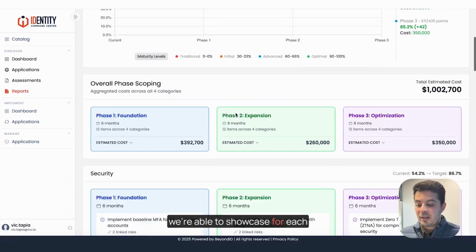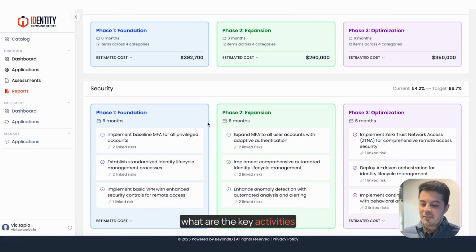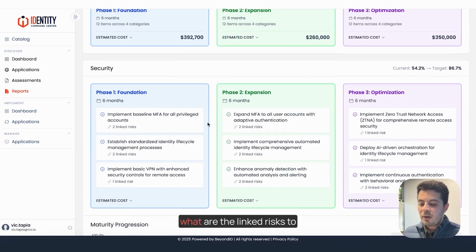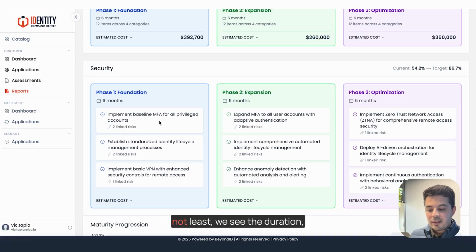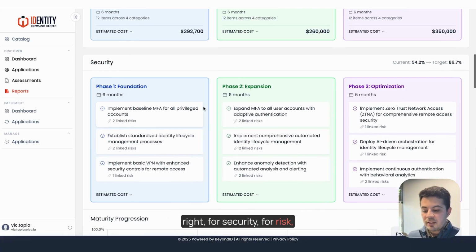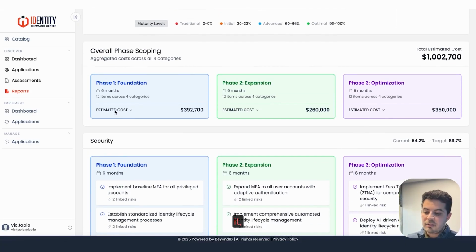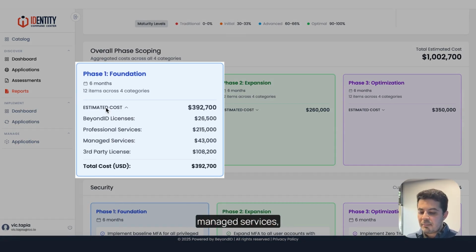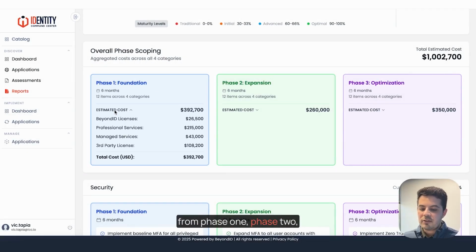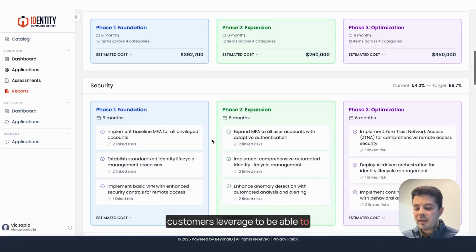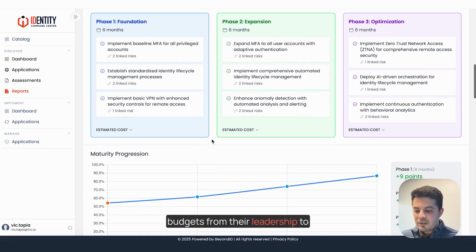But ultimately, we're able to showcase for each individual phase, what is the scope of work? What are the key activities that are going to be required? And ultimately, what are the linked risks to each of those? And then last but not least, we see the duration, right, for security, for risk, for compliance. And then we can also identify what is the estimated cost of that. And the estimated cost encompasses things like licensing, professional services, managed services, even perhaps some third-party licensing that's required. And you can see how that changes from phase 1, phase 2, phase 3, and so on to really give our customers a total cost of ownership view into a singular place. And this is what a lot of our customers leverage to be able to get buy-in and get funding and budgets from their leadership to be able to fund these programs that we can support them with.